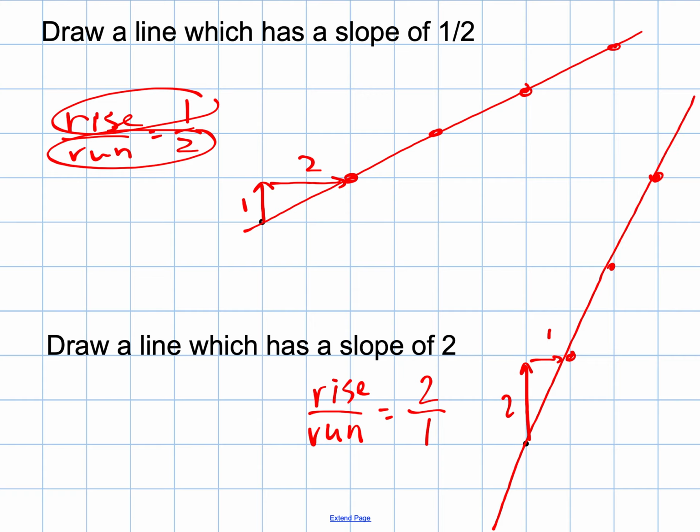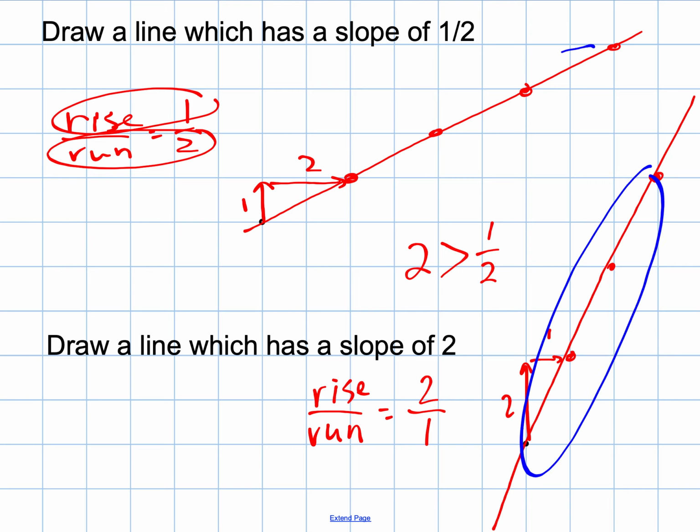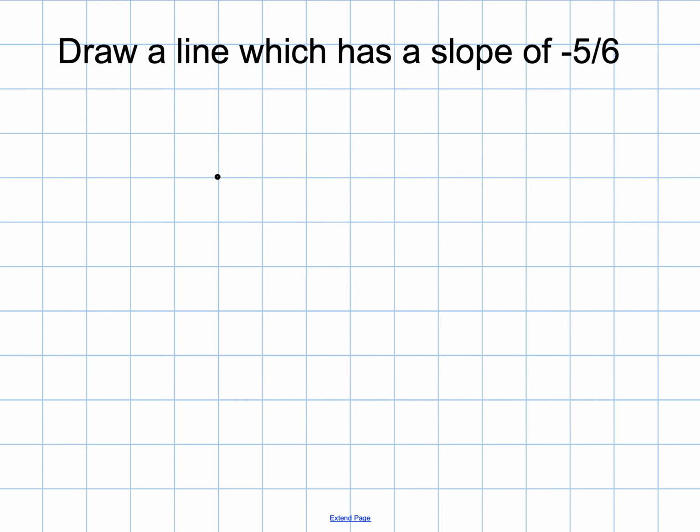Now, one thing I want you to notice here, 2 is greater than 1/2. And a line with a slope of 2 is steeper than a line with a slope of 1/2. Steeper lines will have greater slopes.